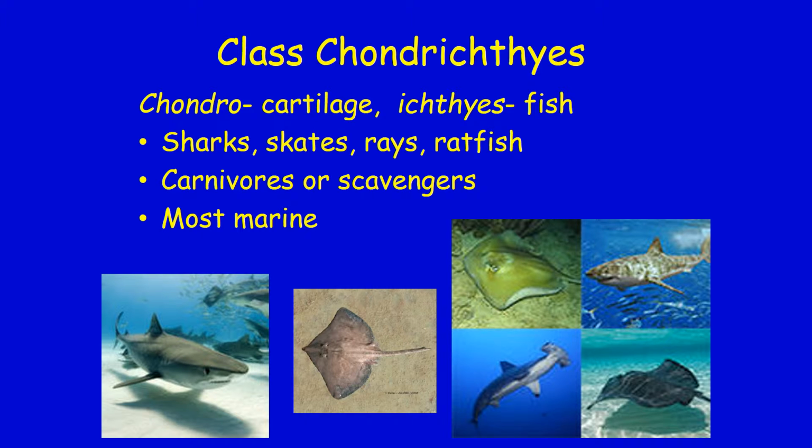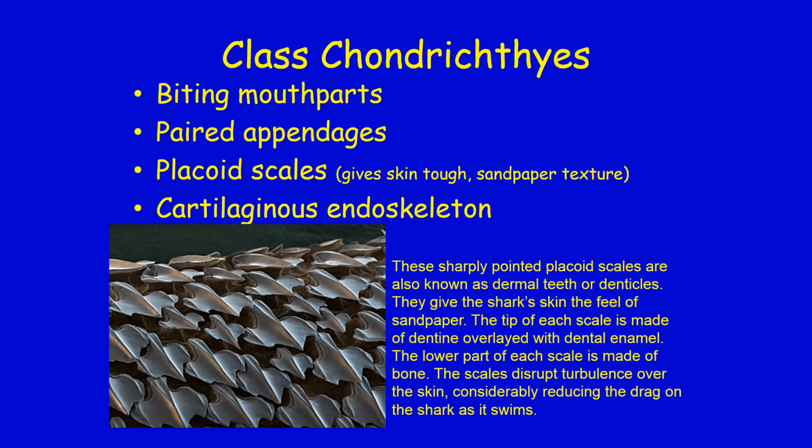So Chondrichthyes, chondro means cartilage, like I said. Ichthyes means fish. So we've got sharks, skates, rays, ratfish. They range from carnivores to scavengers. Most of them are marine dwelling, so you'll find them in the ocean. They have biting mouth parts. They have paired appendages. Their scales are called placoid scales.